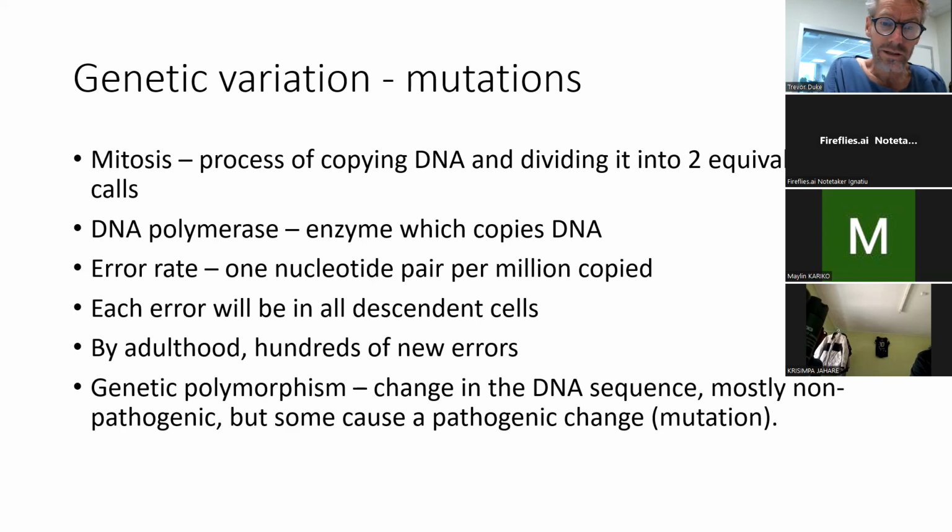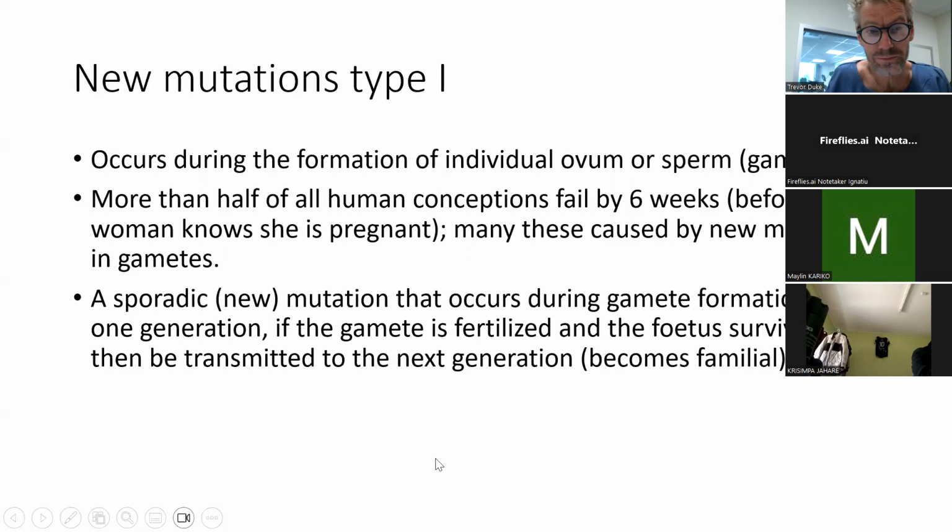errors in mitosis, and each error then becomes evident in all the descended cells. So if you've got an error in the cell that's been copied, then every cell that's copied after that will have that error, and that's the basis for what we call genetic polymorphism, or changes in DNA sequence, some of which, not all, but some of which may have a pathogenic change, and some of which might potentially even be an evolutionarily beneficial change. But mostly we go looking for pathogenic mutations rather than changes in the DNA structure that have some benefit.